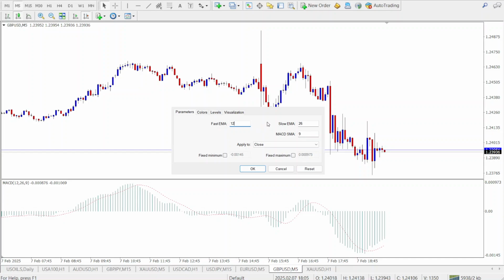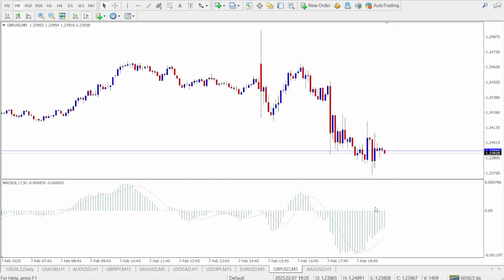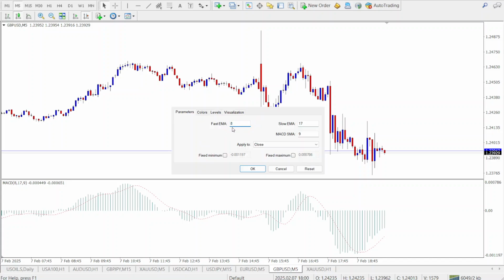But for swing trading, many traders prefer to tweak these settings for better accuracy. You can use 8, 17, 9 for a more responsive MACD. It's great for catching early signals, and you can see the difference. The settings are 8 for the fast EMA, 17 for the slow EMA, and 9 for the MACD SMA.